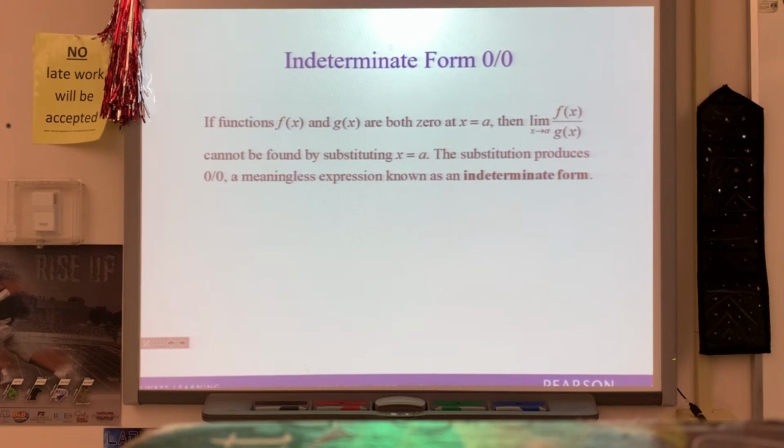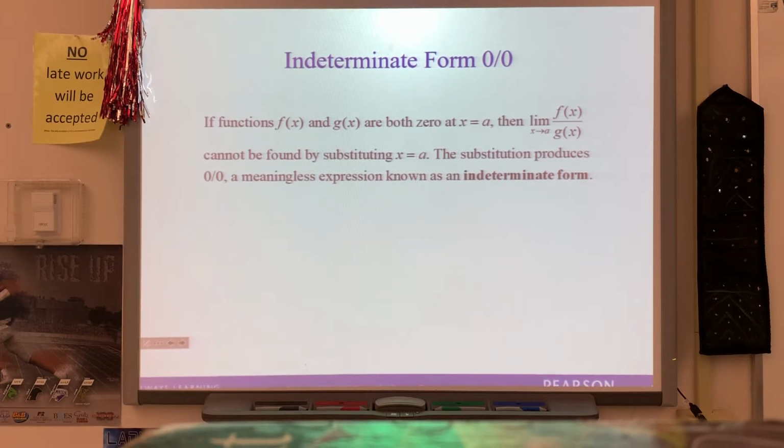Okay? So here's where they define that indeterminate form, 0 divided by 0. Basically, they're saying if you've got two functions and both are 0 at x equals a, then the limit as x approaches a of the ratio of those two functions can't be found by just substituting because you'll get 0 divided by 0, which is called a meaningless expression known as an indeterminate form. And note that it's called an indeterminate form.